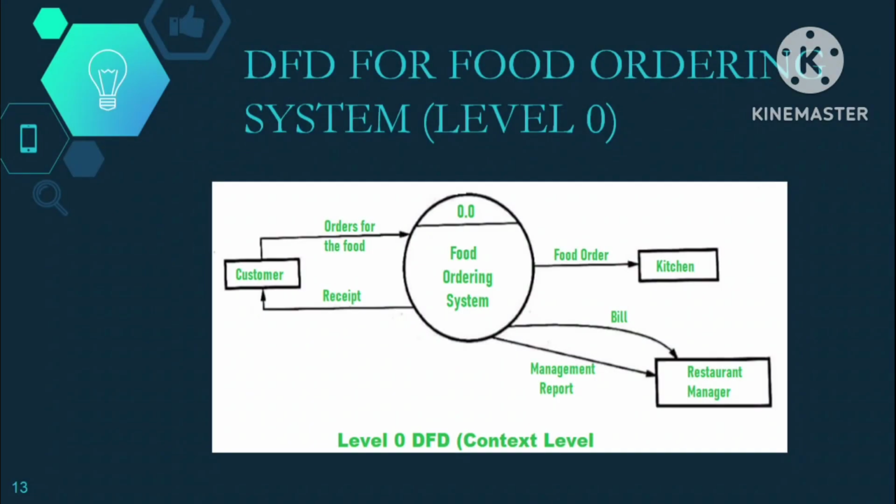Now, the next example which I have for data flow diagram is food ordering system. This is the level 0 data flow diagram for food ordering system. At the highest level, which is the level 0 DFD, as I said earlier, it provides an overview of the major processes and entities in the food ordering system. It has three main components: customer, restaurant, and administrator.